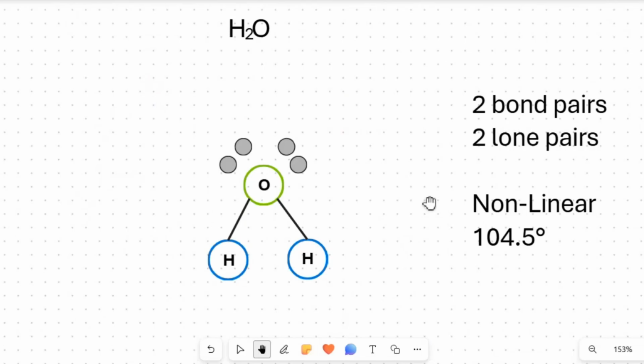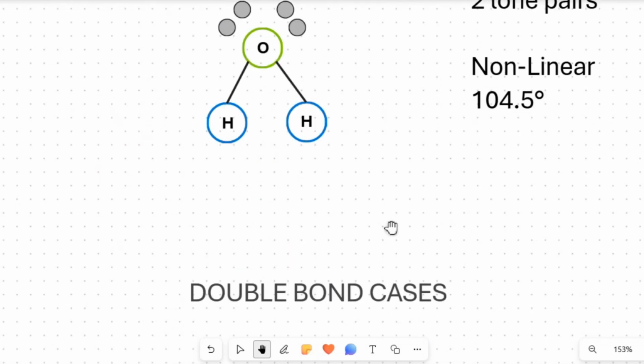Now let's look at water. It has two bond pairs and two lone pairs. The bond angle is compressed even more than in ammonia, because it has two lone pairs. This reduces the bond angle to 104.5 degrees and gives rise to a new shape known as nonlinear or bent.